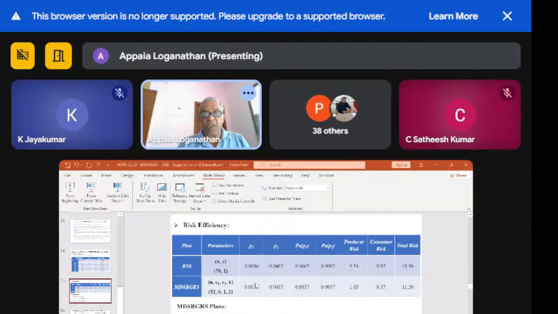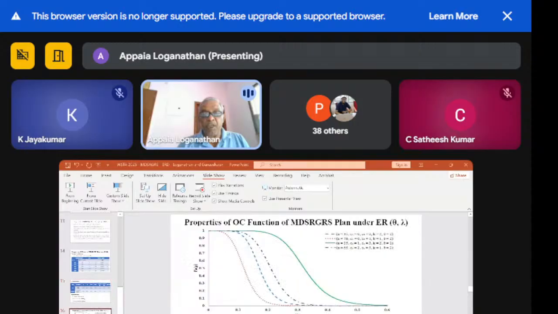We have shown the expression for this P, which is a function of T over M. T is the test termination time, so T over M is the ratio of test termination time to the median lifetime. It is observed that P is a monotonically increasing function of T over M. When T over M increases, P increases. When the lot quality deteriorates, naturally the lot acceptance probability shall decline.